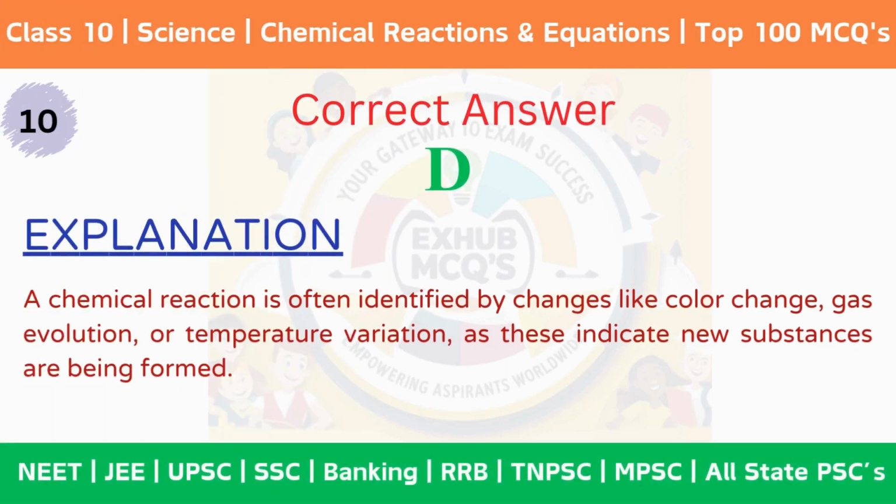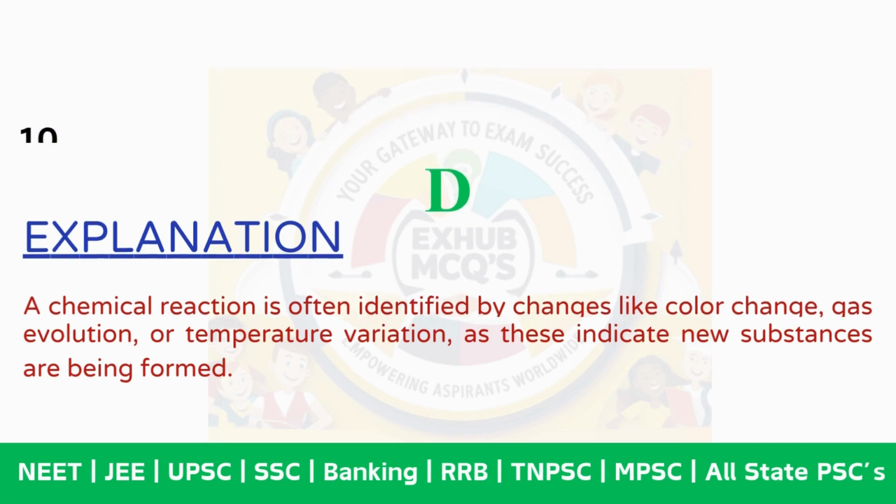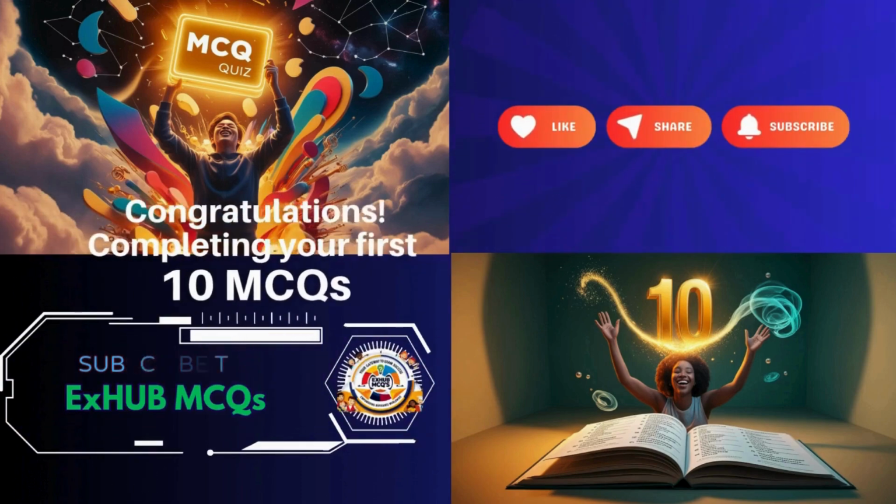The correct answer is option D, all of the above. Explanation. Chemical reactions are identified by indicators such as color changes, gas evolution, and temperature changes, as these indicate the formation of new substances. Great work completing the first 10 MCQs.